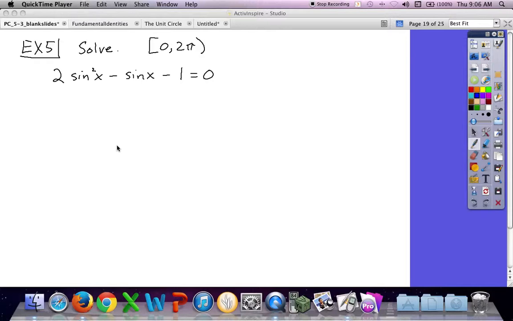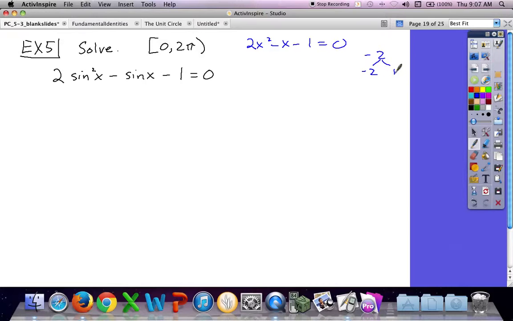I mean, you could think of it like 2x squared minus x minus 1 equals 0, right? Just in place of the sine x, I'll just write x. We should be able to factor that, right? You would say 2 times negative 1 is negative 2. What are the factors of negative 2 that add up to negative 1? Negative 2, positive 1, right? So that's 2x squared minus 2x plus x minus 1 equals 0.